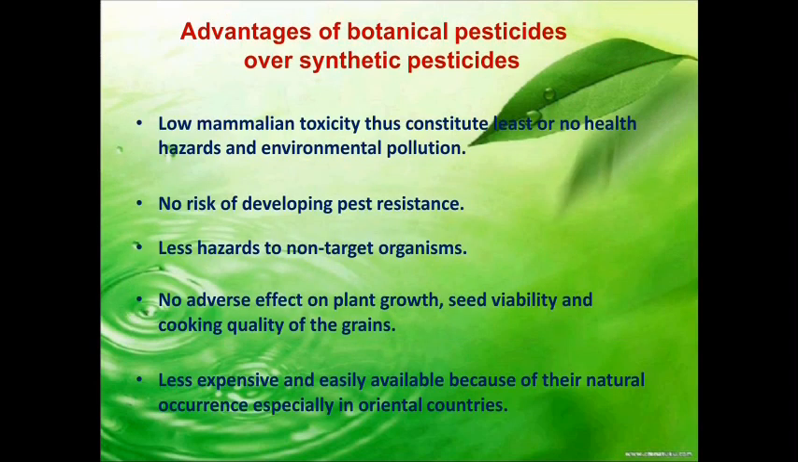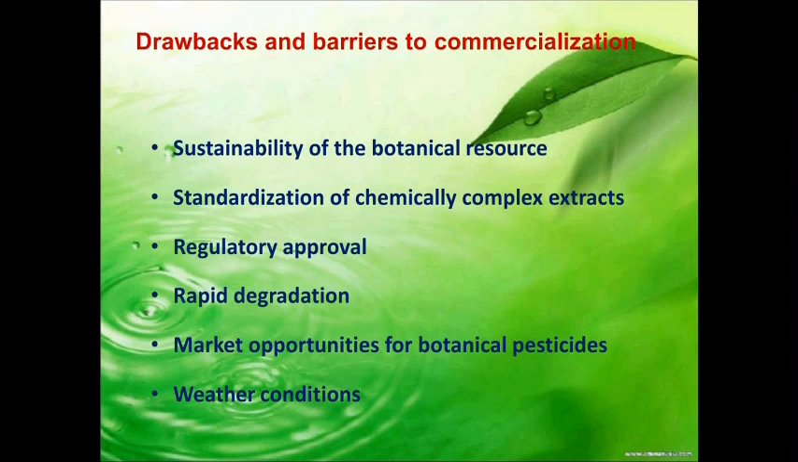Then these are some of the advantages of botanical insecticides over synthetic pesticides. Low mammalian toxicity, thus constitutes least or no health hazards and environmental pollution. No risk of developing pest resistance, less hazard to non-target organisms, no adverse effect on plant growth and seed viability and the cooking quality of the grains, less expensive and easily available. Okay, these are some of the advantages, and there are some drawbacks also.